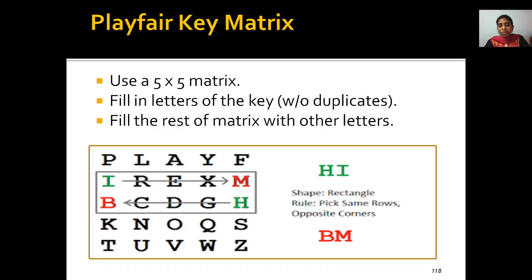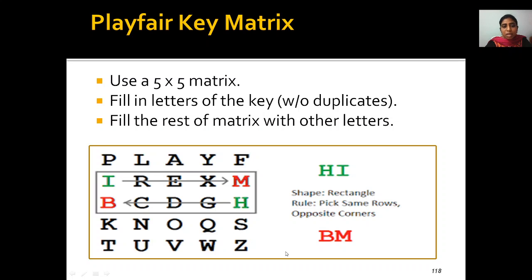For example, if I take the key as PLAYFAIR, once you have written it, you are not going to repeat the letters, till Z. Since we have written PLAYFAIR, A is being repeated, so we go for B. Then C, D, E, F and so on till Z, we are going to write.